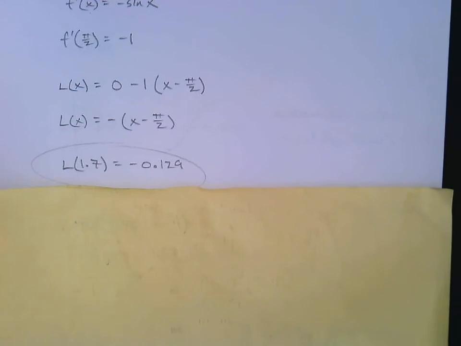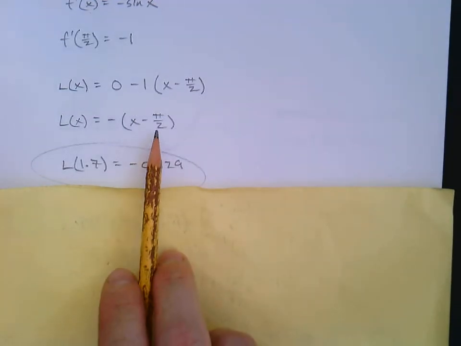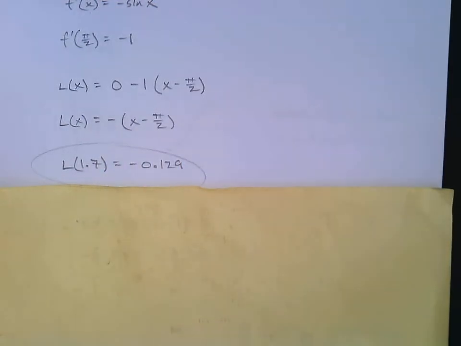For our answer, grab your calculator and plug in x equals 1.7. And this one we're rounding to 3 decimal places. Again, this is something that we could do by hand if we really wanted to. We could get pi over 2 to 3 decimal places, and we could subtract and whatever. We're not going to bother with that tedious work. Here we got negative 0.129 when we plug in. So there's our answer. We're done.